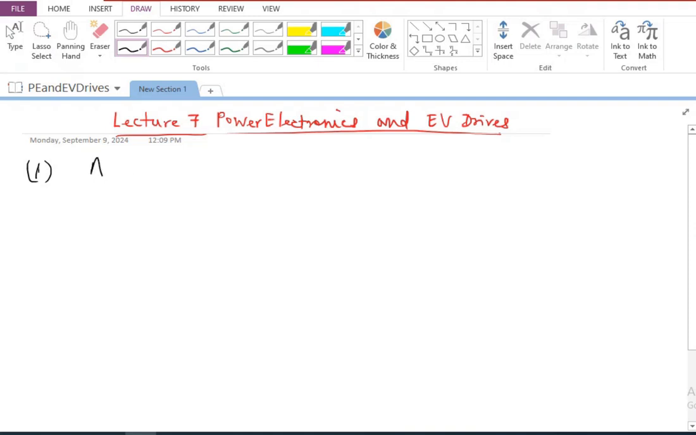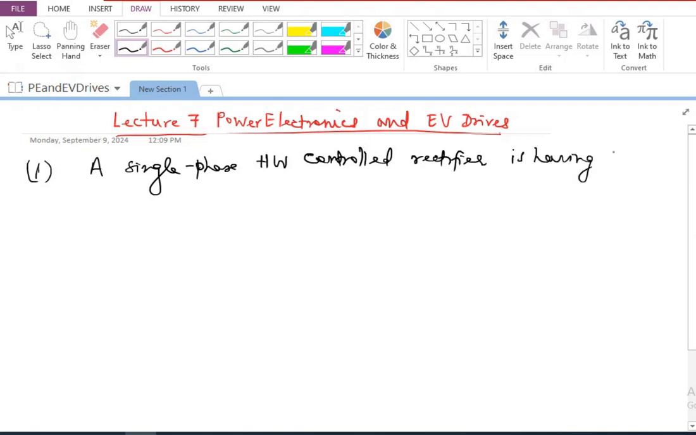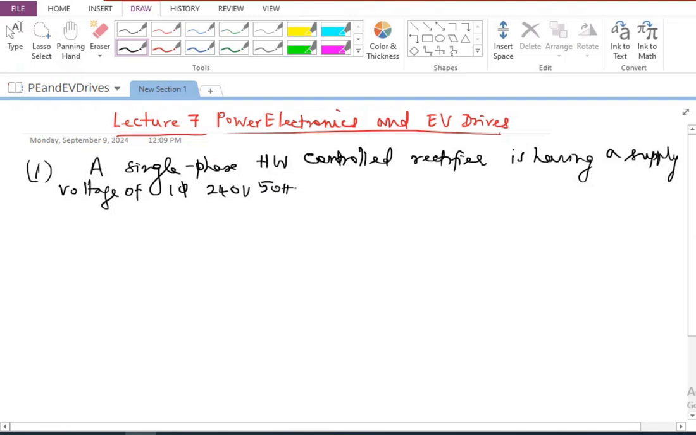So this is a single phase half wave controlled rectifier is having a supply voltage of single phase 240 volts 50 hertz. It is feeding a resistance of 5 ohm.